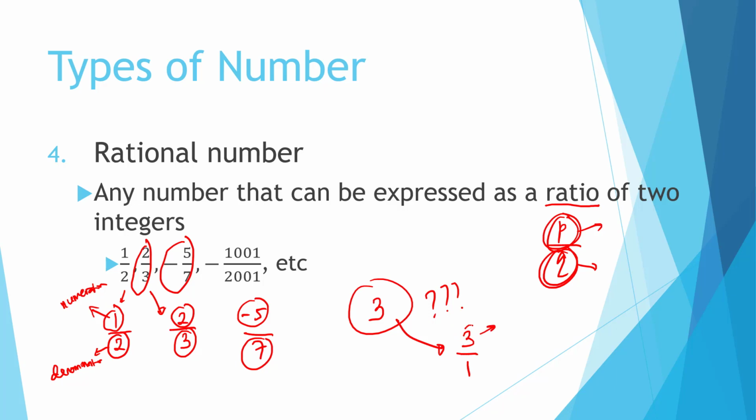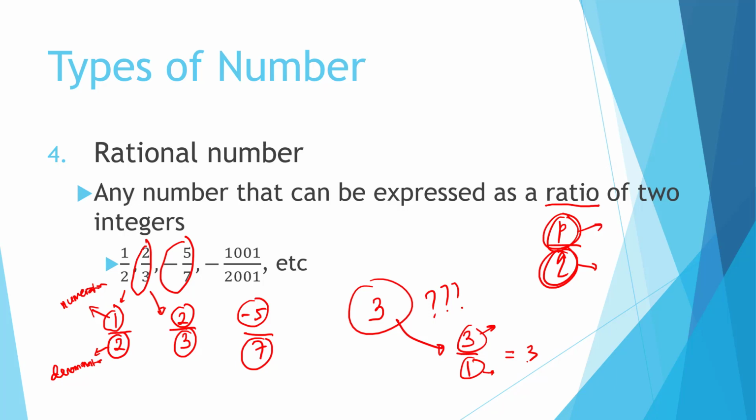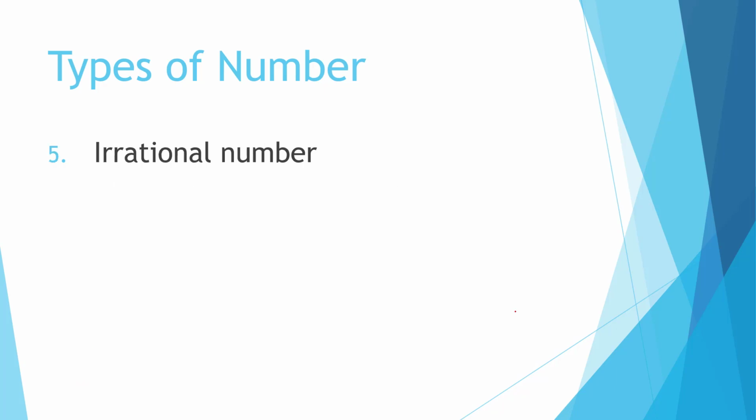So we can say this guy is rational, this guy is also rational, right? 3 over 1 is equal to 3. It's the same thing, so you can simplify numbers. 3 can be written as 3 over 1, and 3 and 1, the numerator and denominator, are both integers, so we can say 3 is a rational number. So be very careful, okay, guys. Okay, let's get to the next one.